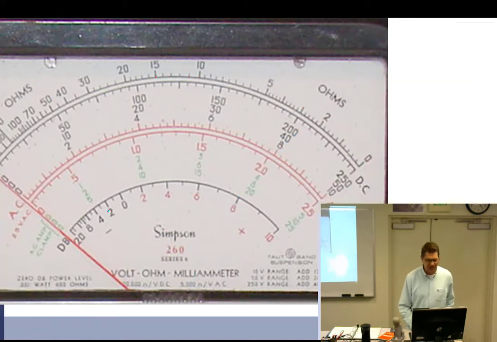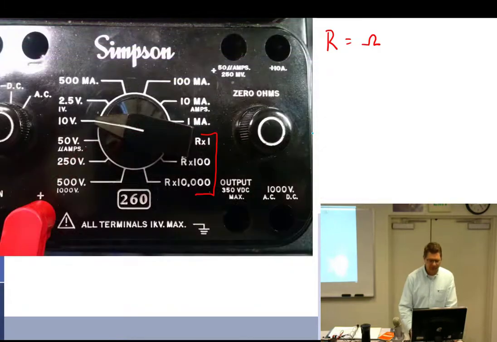All right, so the next scale we had was R times 100.